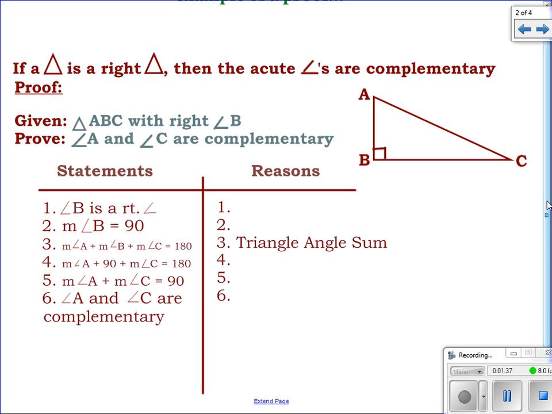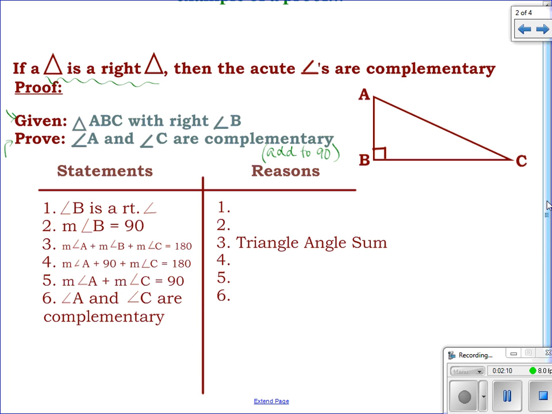So step 1 right here. Well, actually, let's go through the given and the proof. The given is that we have triangle ABC with a right angle B. Okay, looking at the picture, it's definitely a right angle right there at B, which is also the hypothesis of the sentence, a triangle is a right triangle. Okay, in the given, we have a right triangle. What we're trying to prove is that A and C are complementary. What is complementary? Equal 90. Okay, so add to 90, just as a reminder, that's what we're trying to prove.